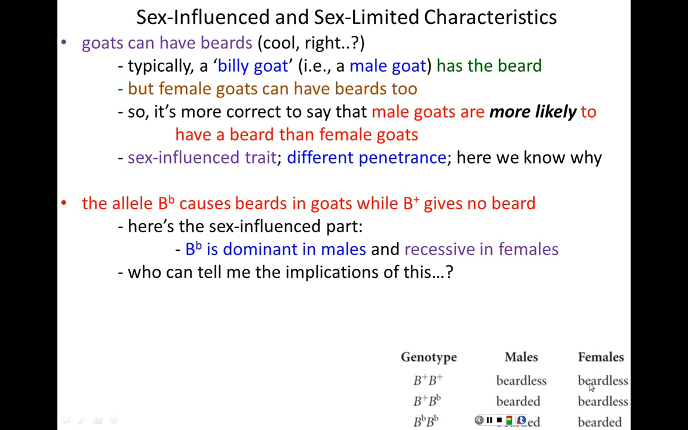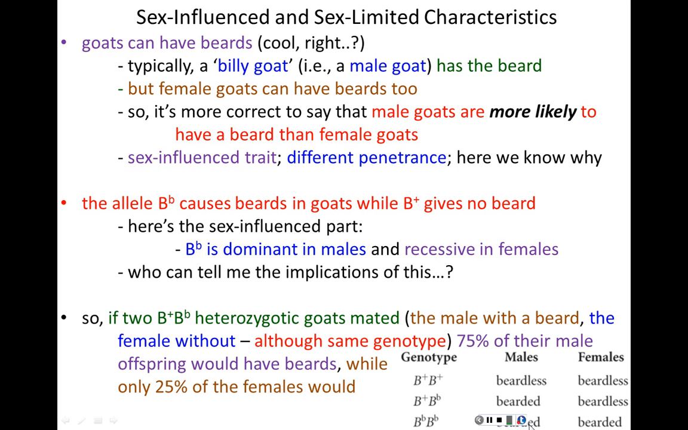But in females, you have the opposite dominance pattern. So a B+B+ female is beardless, of course, because that's the beardless allele. But for females, beardless is dominant. So for the heterozygote in females, B+Bb, that female is still beardless because the B+ allele for her is dominant. But if the female is BbBb, then she only has the information for having a beard, albeit recessive in her genome, but she shows the recessive trait and she has a beard.